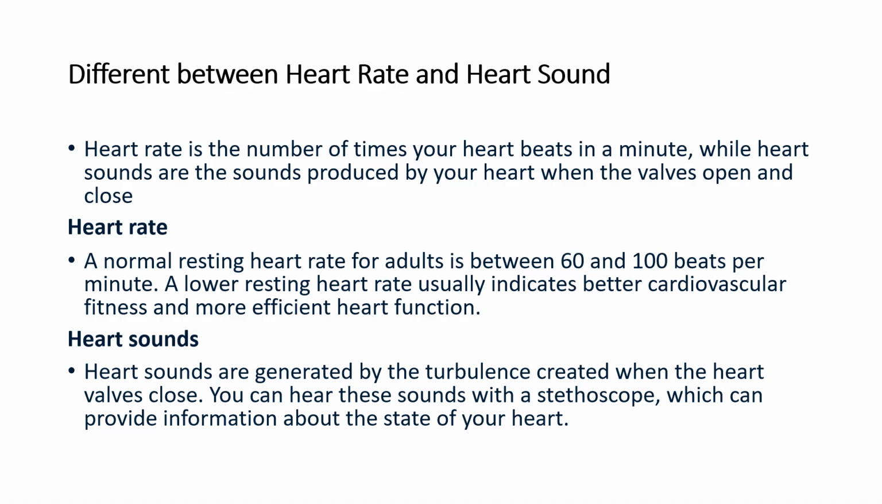Heart rate: a normal resting heart rate for an adult is between 60 to 100 beats per minute. Always, the heart rate for adults when they are resting is 60 to 100 beats per minute. A lower resting heart rate usually indicates better cardiovascular fitness and more efficient heart function.